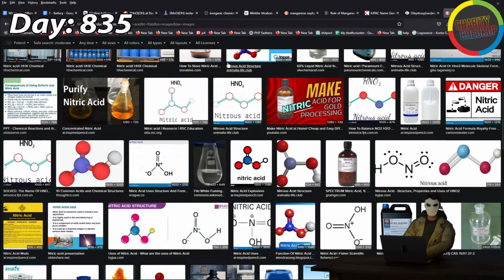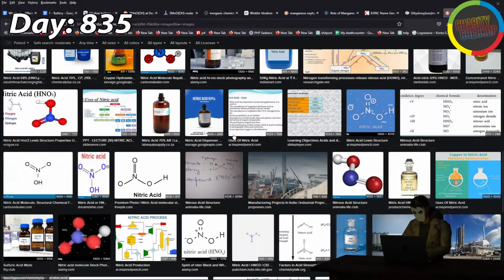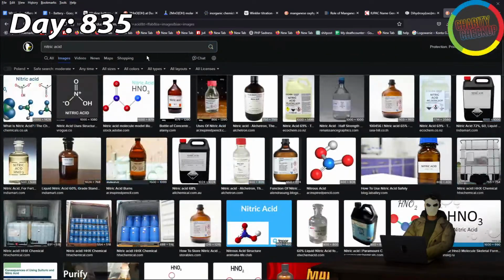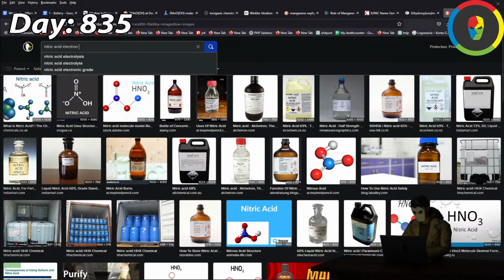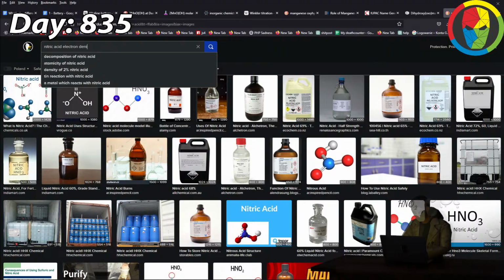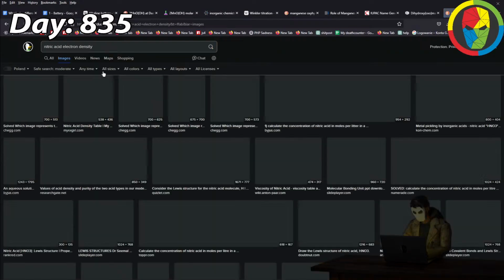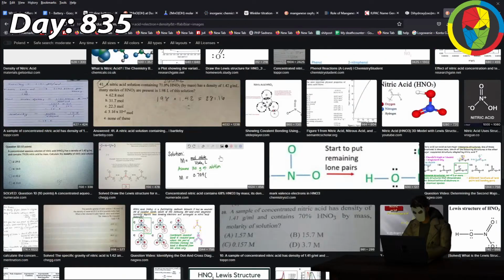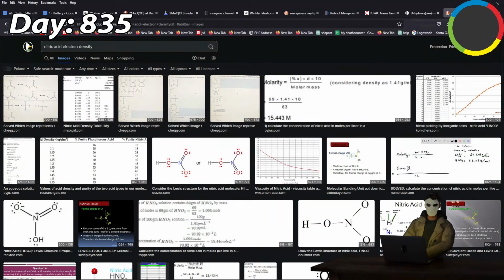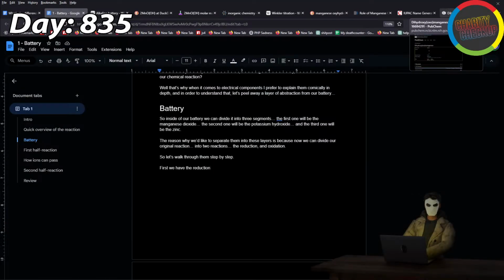But it's a lot of oxygen for an acid. Of course I'm looking for electron density. I have Avogadro. I could just simulate it.